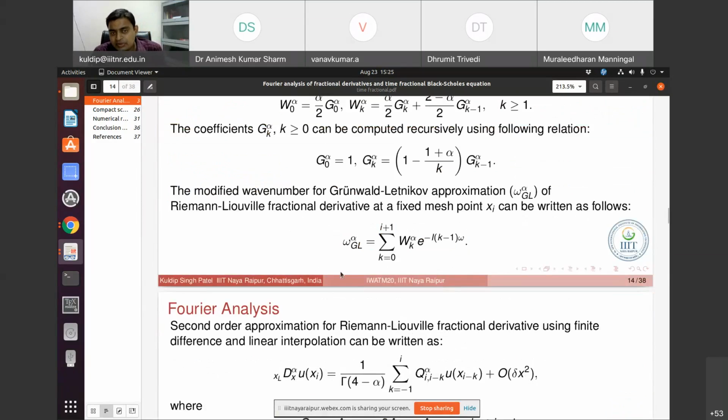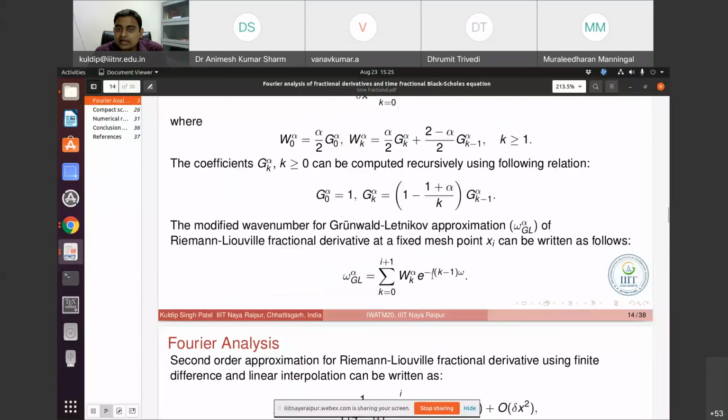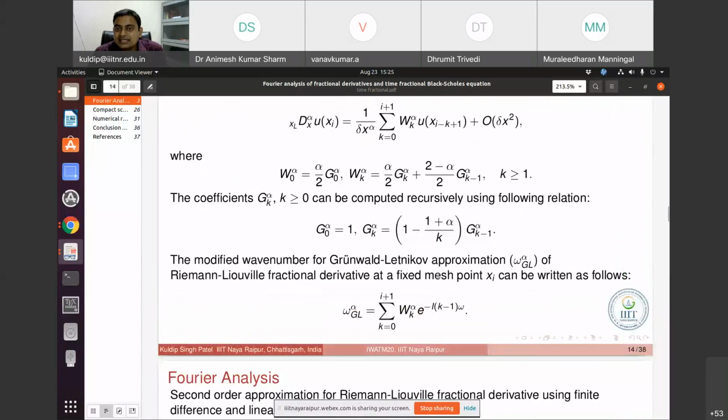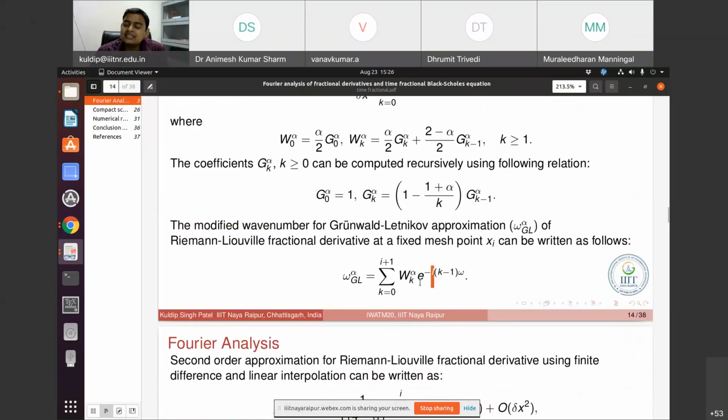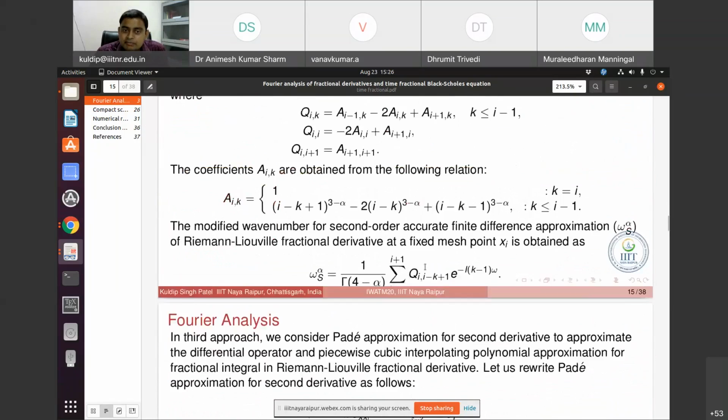When we plot this wave number, what is I or L? Maybe e raised to minus I. I is the imaginary number, iota. Yes, this is iota. Sir, I believe you are talking about this capital I. So as I said, this is coming from the Fourier transform, the Fourier series.